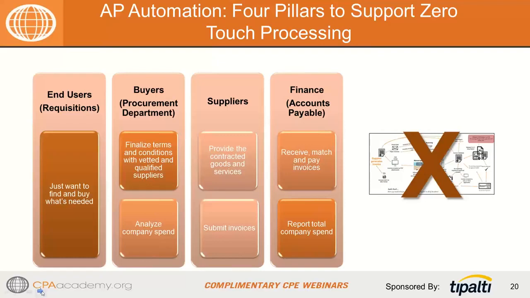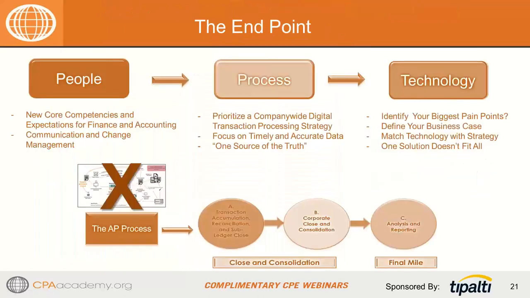Again, with some of the automation solutions that are out there, spend can be broken down by key suppliers, strategic suppliers, and by organization, business unit, what have you. All right, so what is the endpoint? Again, we're alleviating a very complex manual AP process or moving that closer to touchless. And we're focusing on people, process, and technology.